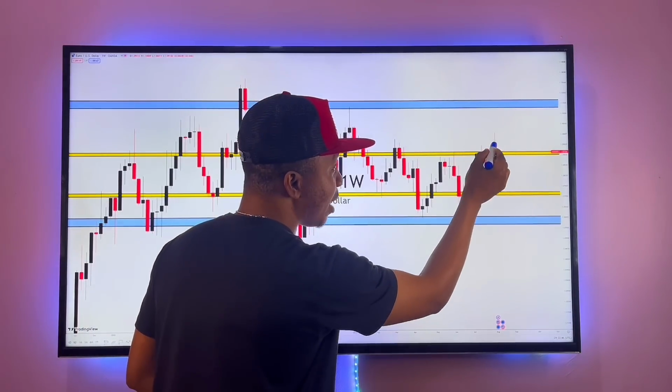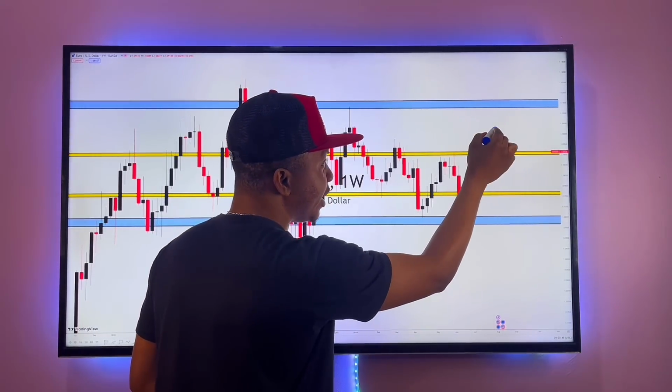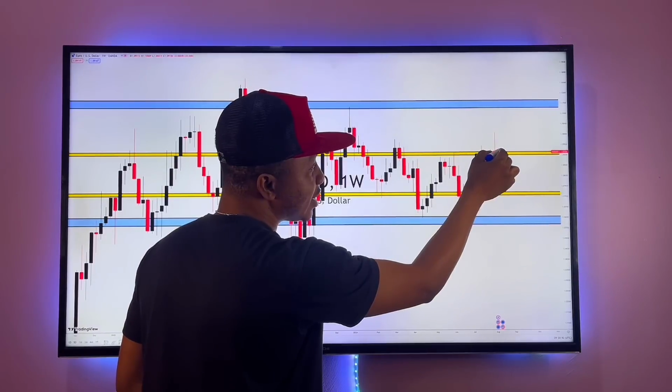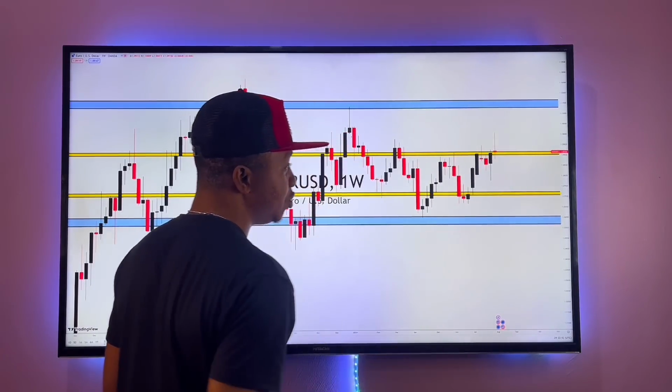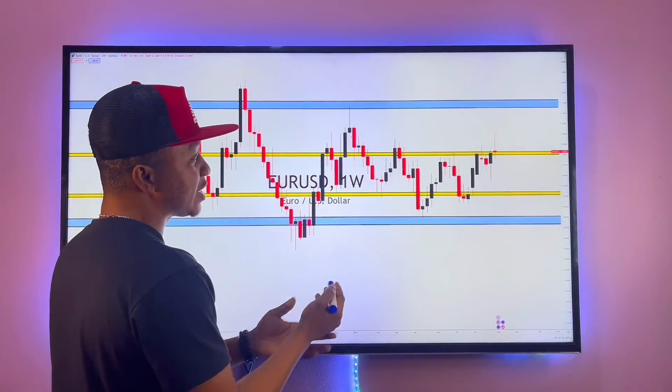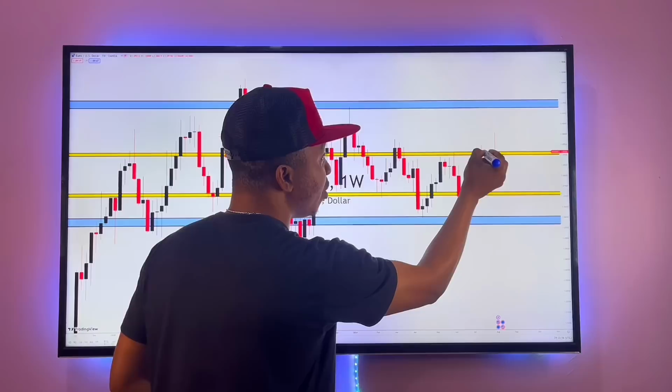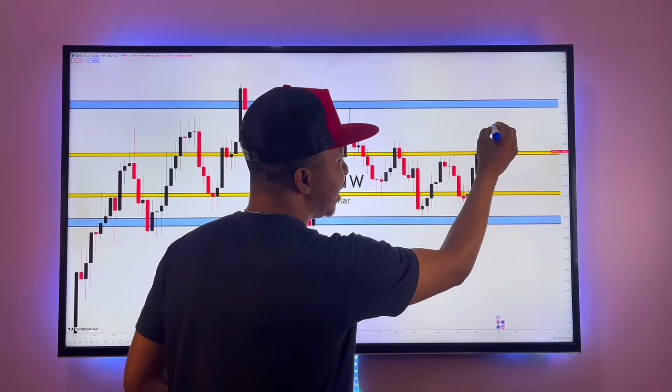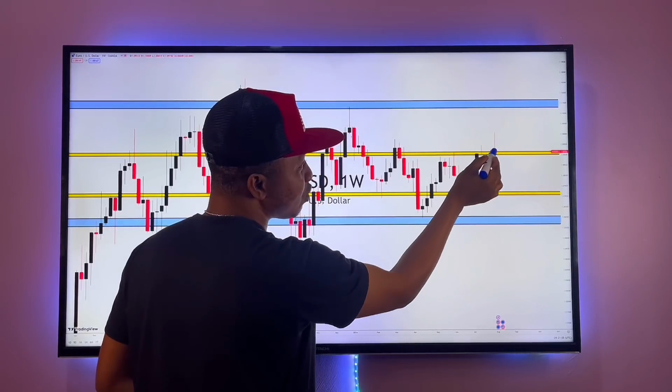You can see the break above here with this strong move, and then it spun back to retest it, and then from here we will head all the way to the upside. Okay, so for the first time we are seeing price break completely above this resistance, and we are even seeing the retest here on this one weekly.